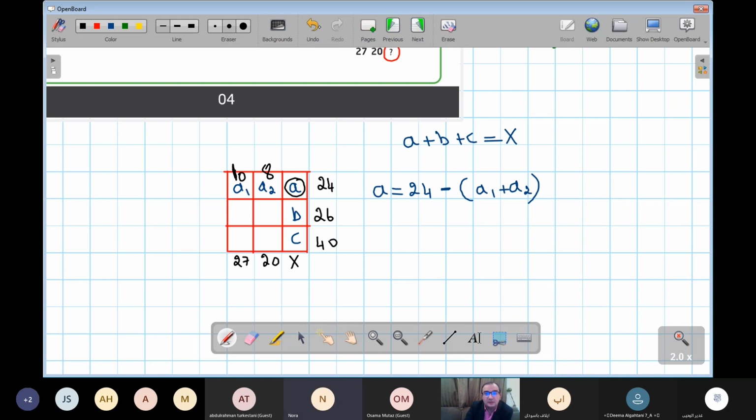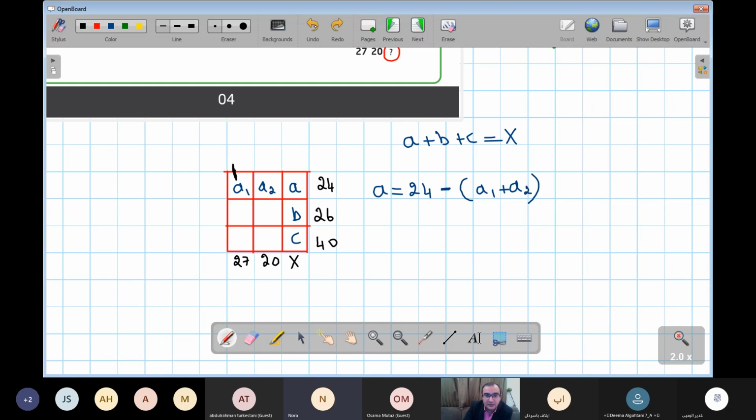Why? Because here 10 plus 8 is 18. Exactly. 18 plus 6 equals 24. So 10 plus 8 plus any number you choose, we must have 24. So we must have here the number 6. How do we get the number 6? We subtract from 24 the two other numbers.